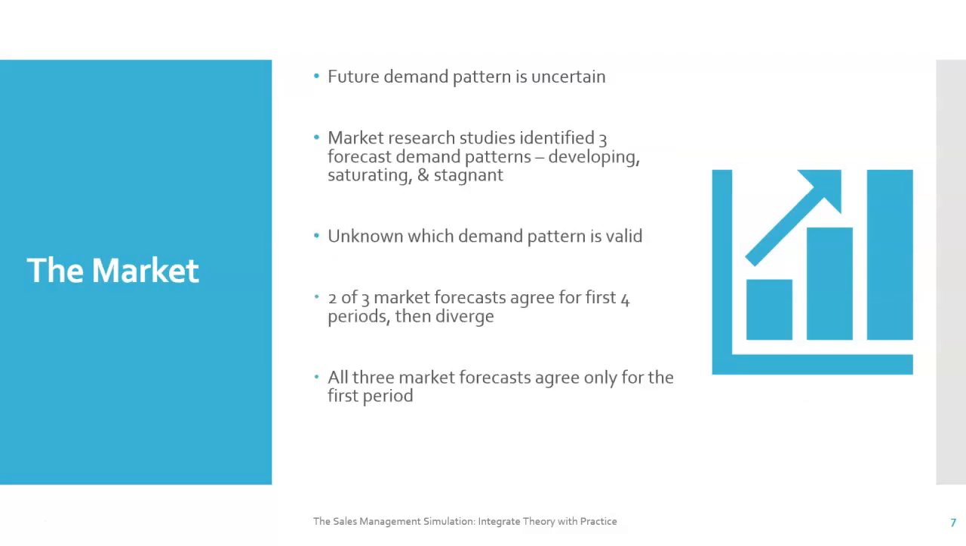So within the market, what you're going to see in the product manual is 3 different types of markets, and your market research is going to identify these 3: developing, saturating, stagnant. As you see, 2 of the 3 market forecasts agree for the first 4 periods, and then they're going to differ.